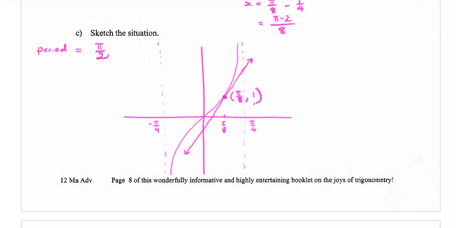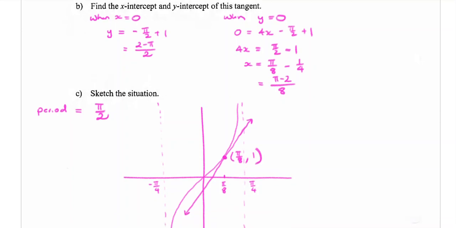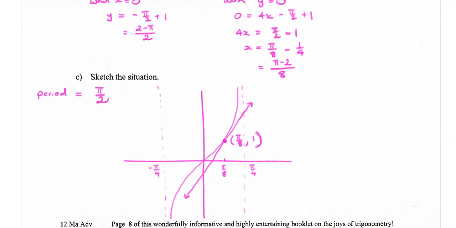Okay. Then I found, that was part A, where I found the equation of that tangent. Then in part B, I found the x and the y intercept. So let's start with the x. My x-intercept was pi minus 2 over 8, so that's going to be this one here. And then my y-intercept was this one, the 2 minus pi over 2. So that's going to be that value there. Hopefully you can see all the little bits and pieces happening.